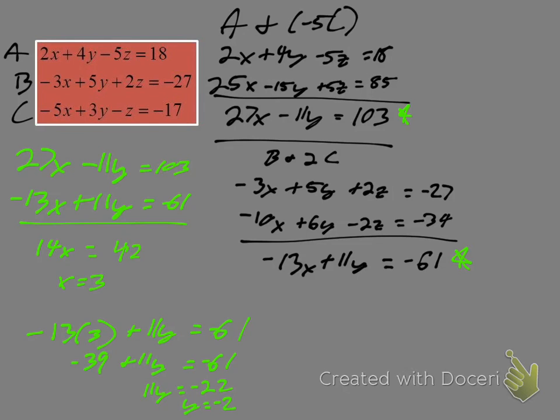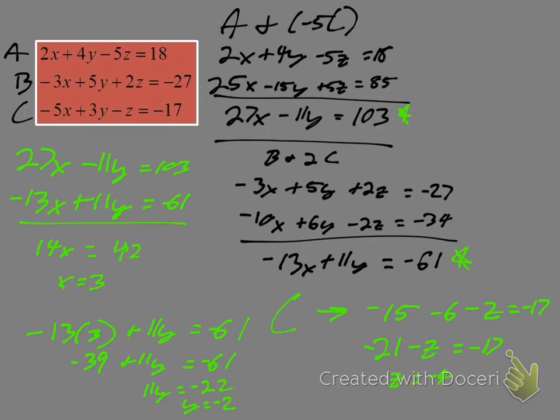Take them together, go to C. I'm going to plug into C as I go. So 3 times negative 5 gives you negative 15. Plus 3 times negative 2 gives you negative 6. Minus Z equals negative 17. Which means negative 21 minus Z equals negative 17. Which means Z equals what, 4? Negative 4?